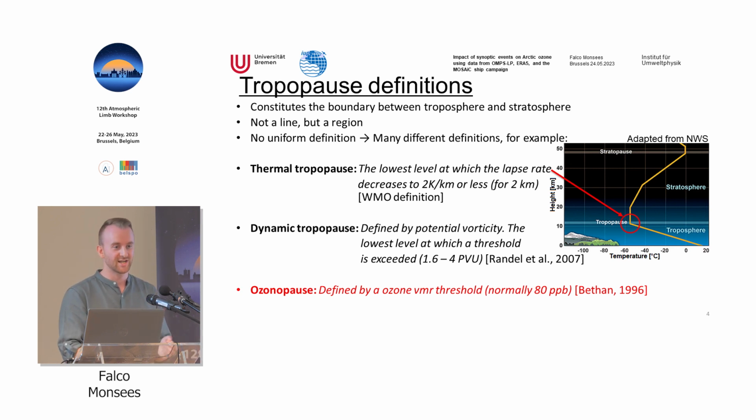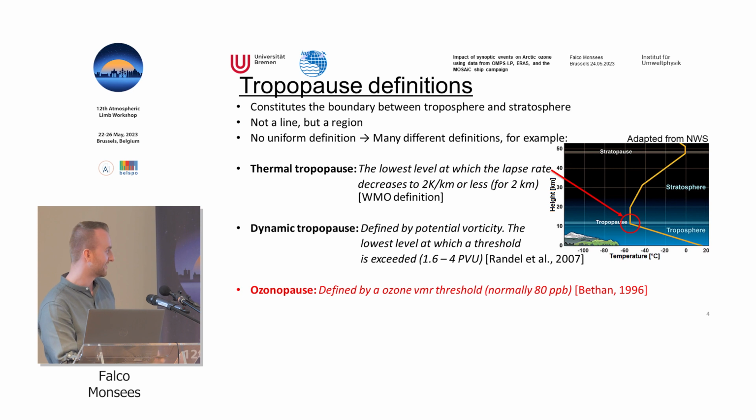But this distinct change we often don't have in the Arctic region, so for this presentation we use the dynamic tropopause, which is defined by a threshold in the potential vorticity, which is just a measure for the tendency of rotation of an air parcel. This is normally ranging from 1.6 to 4 potential vorticity units, due to the fact that the tropopause is a region. So 1.6 PVU is a lower tropopause in this region, and 4 PVU is a higher tropopause. We are using the 4 PVU definition because it's easier to measure with the satellite data.